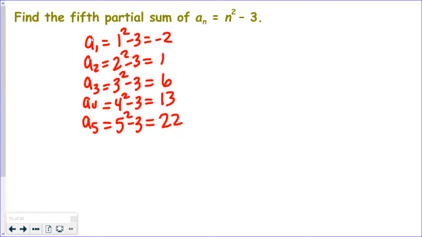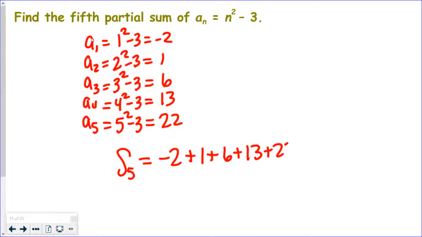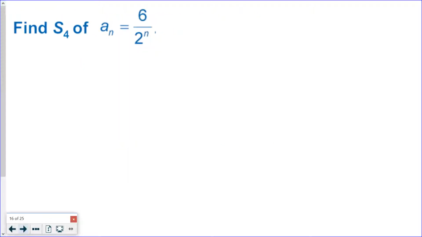So the fifth partial sum then is just adding those 5 numbers together. So S sub 5, the fifth partial sum, is going to be negative 2 plus 1 plus 6 plus 13 plus 22, and that is equal to 40. All right. This one says find S sub 4 of this sequence. That means the fourth partial sum. Again, in order to find the fourth partial sum, you need to find the first 4 terms.